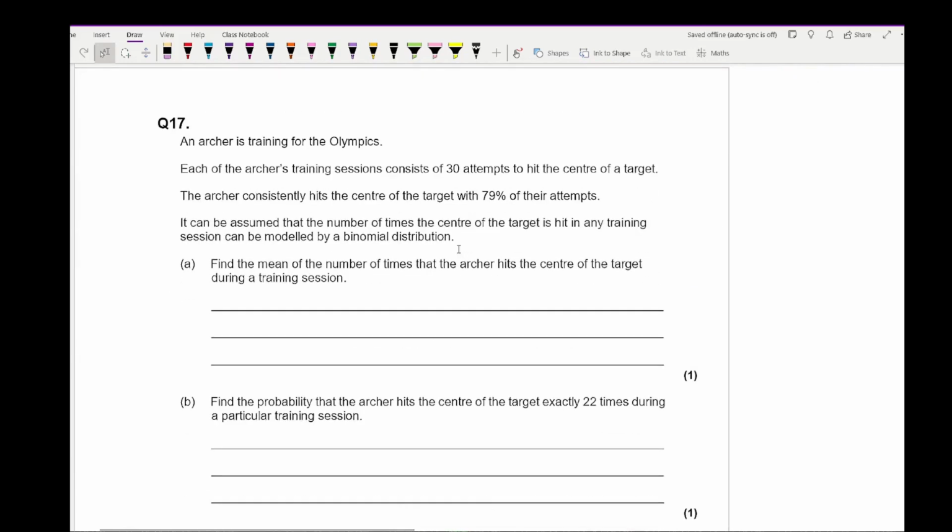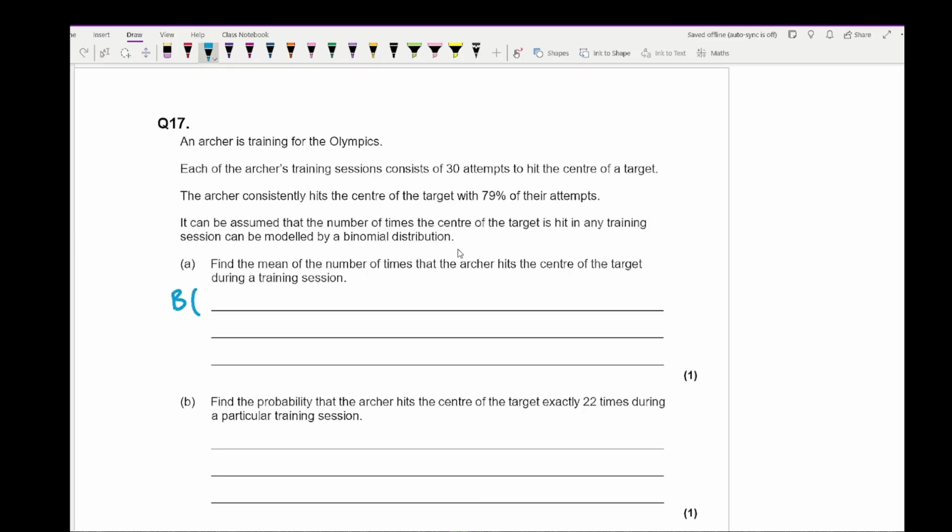Then moving on to question 17, it says that an archer is training for the Olympics. Each of the archer's training sessions consists of 30 attempts to hit the centre of the target. The archer consistently hits the centre of the target with 79% of their attempts. It can be assumed that the number of times the centre of the target is hit in any training session can be modelled by a binomial distribution. For 17a, it's asking us to find the mean of the number of times that the archer hits the centre of the target during the training session.